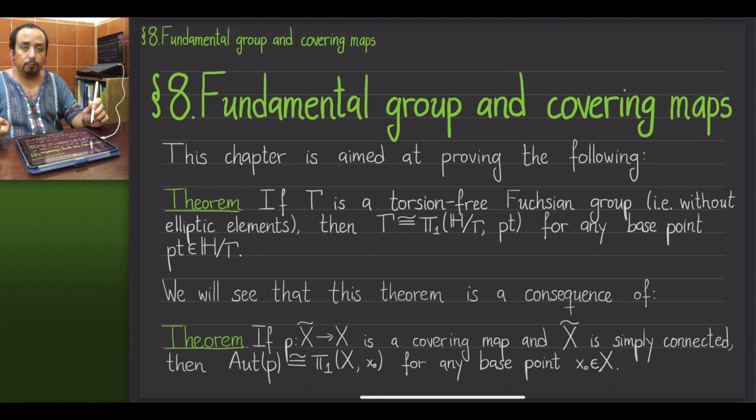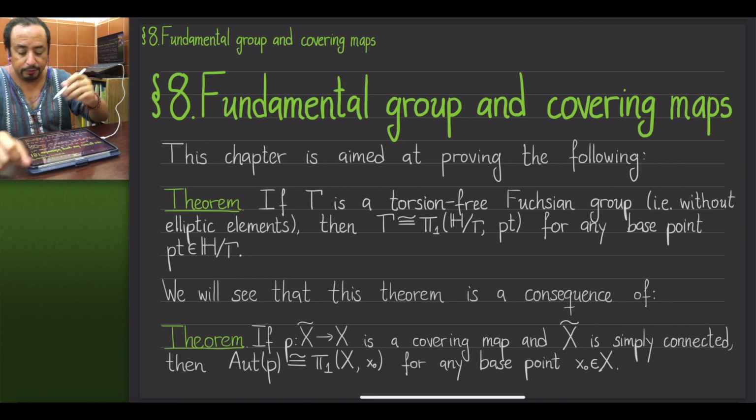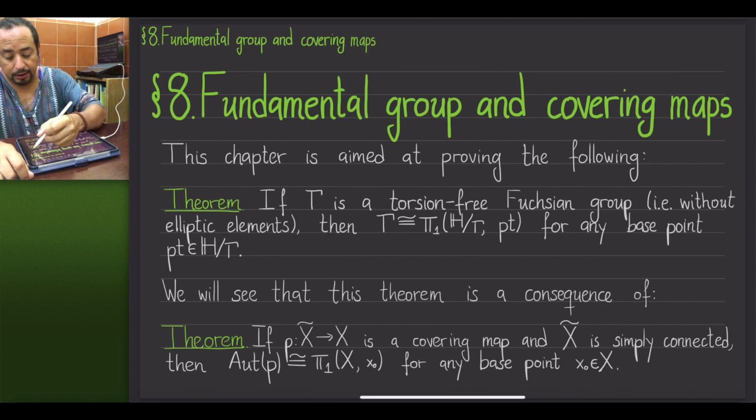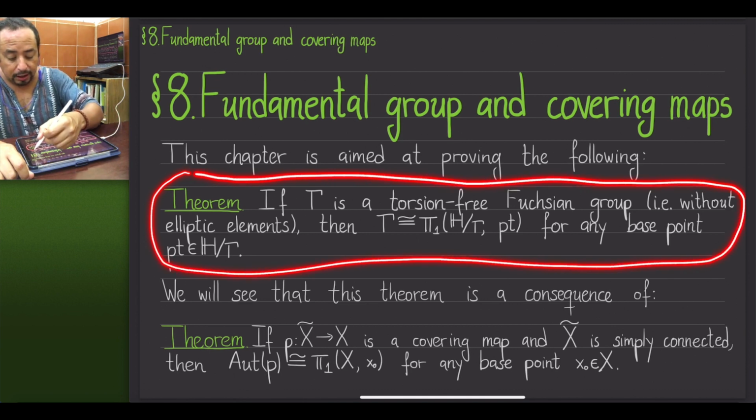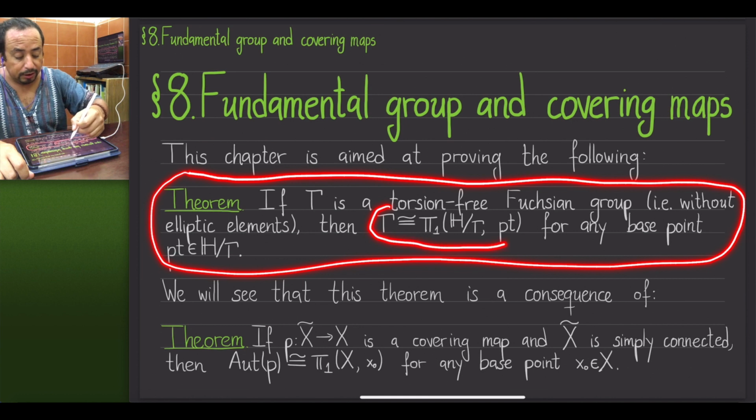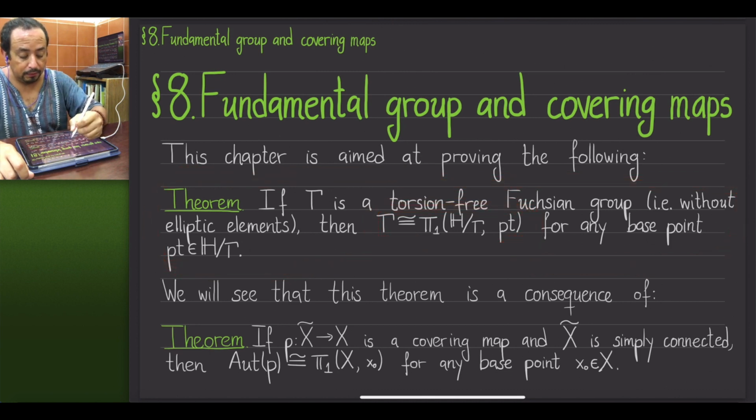So in this chapter, we're going to establish two main theorems. Namely, the main theorem is going to be that if we are given a torsion-free Fuchsian group, then it is isomorphic to the fundamental group of the orbit space of H modulo the action of gamma, based at any point.